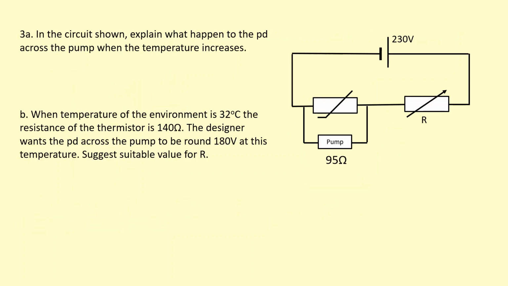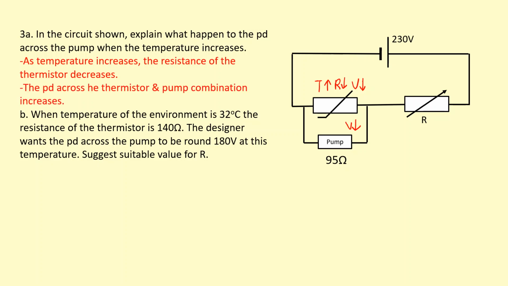In the circuit shown, explain what happens to the PD across the pump when the temperature increases. If the temperature increases, the thermistor's resistance decreases. So what effect will this have? Because this is in parallel with this 95 ohm pump, the total resistance of that combination will decrease. If that combination has a lower resistance, that means it will receive a lower voltage both here and here. So the voltage across the pump will decrease, and of course the voltage across the variable resistor here, R, will increase.